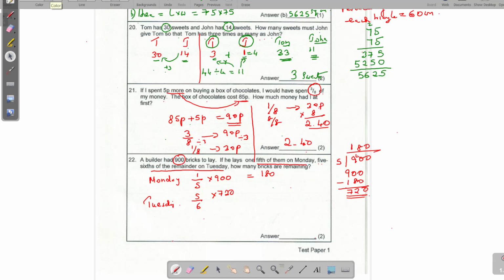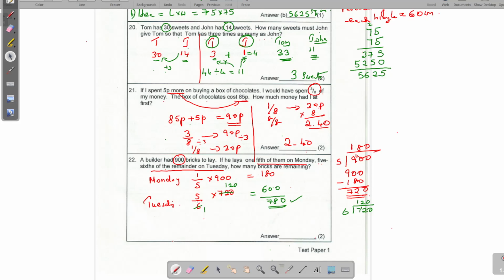So that is 720. We can cancel it. 720 divided by 6 is 120. 5 times 120 is 600. So he laid 600 there. So altogether, how many has he laid? 180 plus 600 is 780. He had 900 bricks. He had done the work with 780.